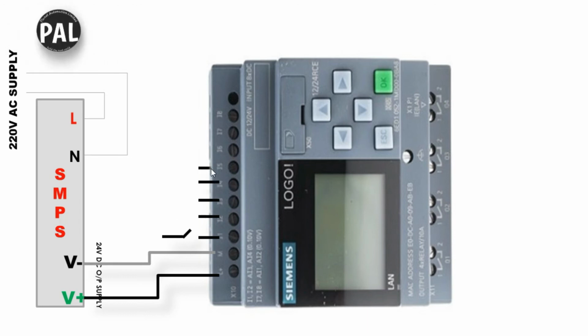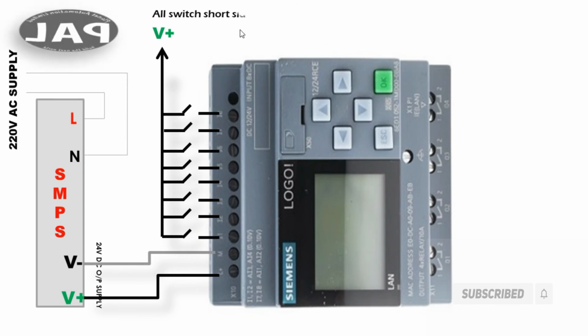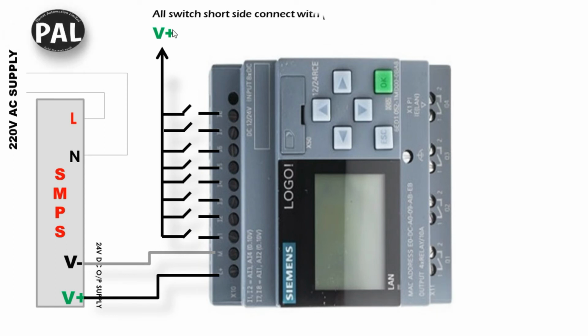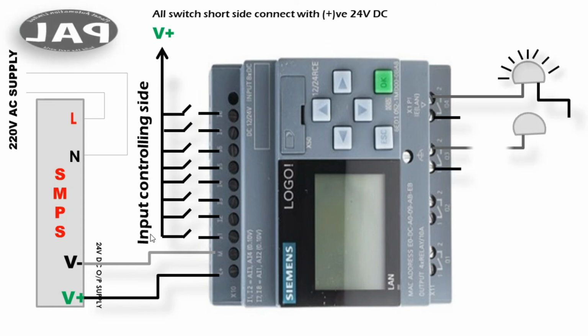This is a push button switch. All of I1 to I8 are push button switches that are connected. One terminal of the system is connected here, and all of these are push button switches. The other side of every switch is connected to the positive 24 volt. This is the input controlling side, all the input functions, and this is the output. So friends, this is the input controlling side.